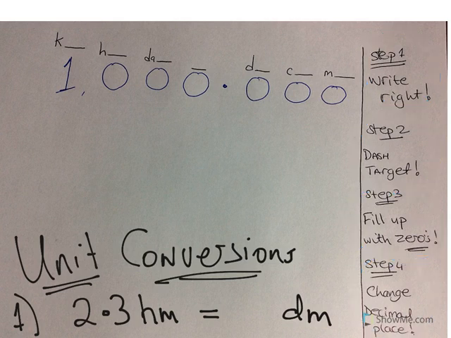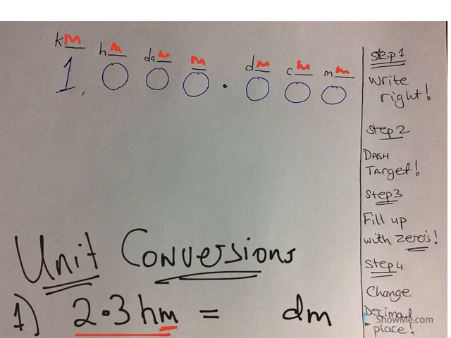So let's do our first sample question. Okay, we're asked to convert 2.3 hectometers. So as you know, we write our K, our H, our DA, our D, C and M, and we know we're dealing in meters, so I have the little dash there, so I'll put in my M all the way along, so I know I'm dealing with distance. Okay, so I've got 2.3 hectometers.